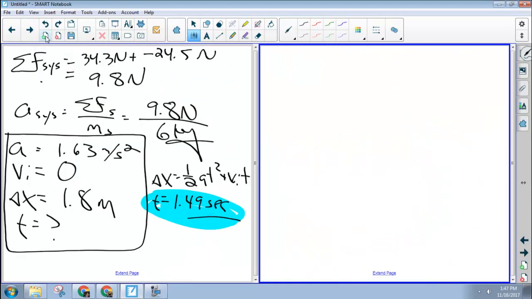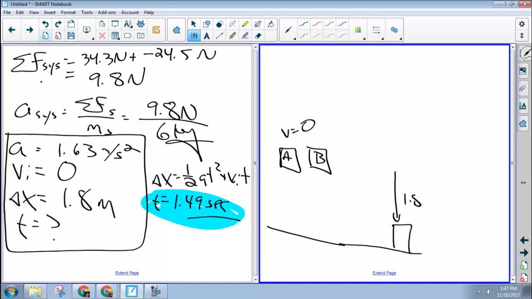All right, so to do that, here's block A, here's block B. At this point, the velocity of everything is 0, right? Then they both fall, so block B drops down 1.8 meters. What does block A do? Goes up 1.8 meters. The time that it takes to get from here to here is 1.49 seconds. The acceleration is 1.63 meters a second squared.